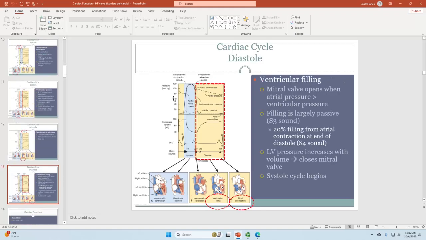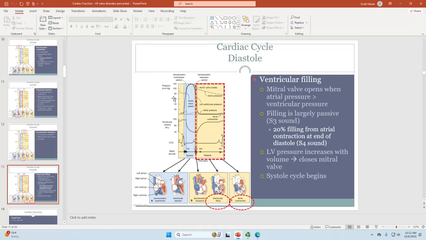As it continues to fill with blood, the pressure in the left atrium is going to become higher. Right? And then it's going to force the mitral valve to open and allow blood to enter the ventricular space. Okay? Most of, as you can see by this line here, most of the blood that fills the ventricle from the atrium is passive. In other words, it just does it by gravity. Okay? Just going through the valve.